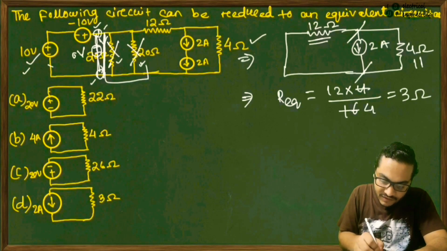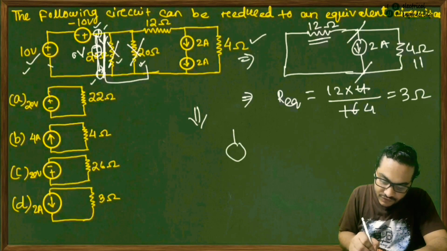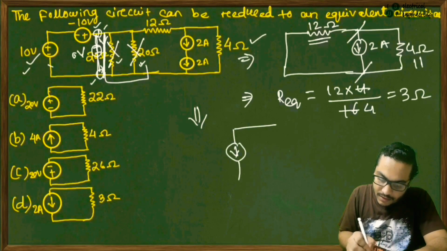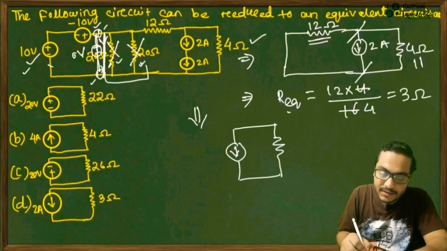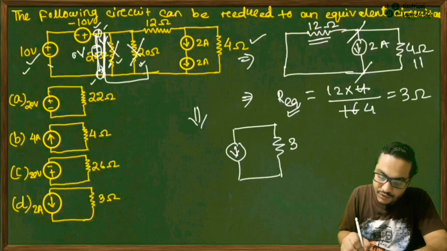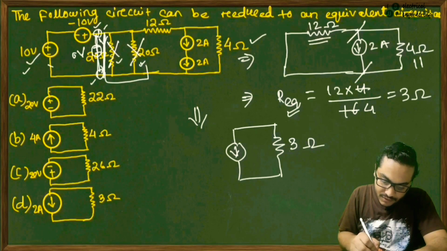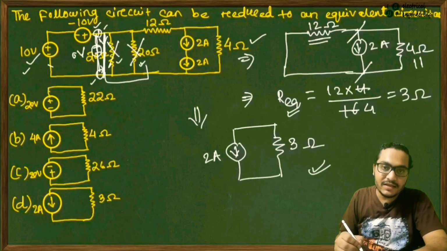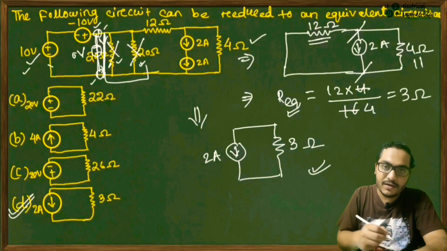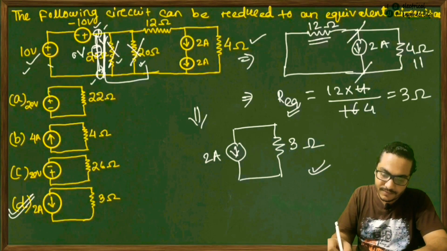Now this circuit can be redrawn as a current source of 2 ampere with a parallel resistance of this equivalent resistance value, that is 3 ohm. So your option D is your right answer. Now let's move on to the next question.